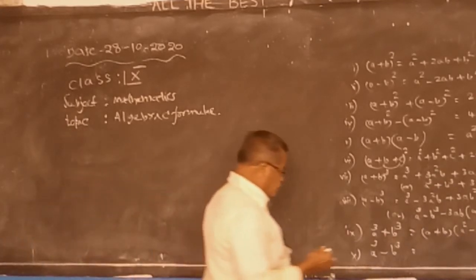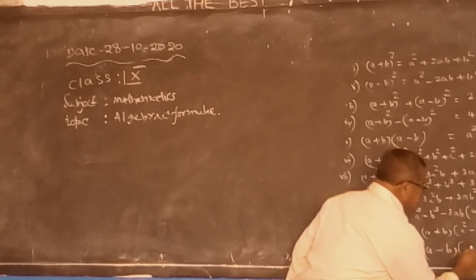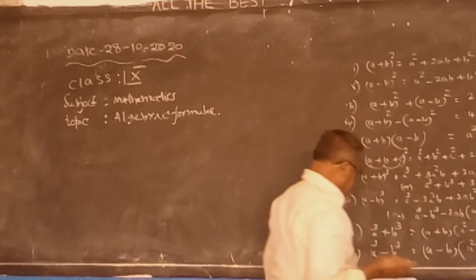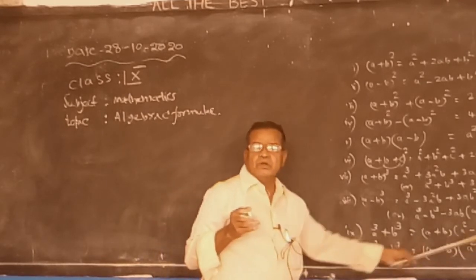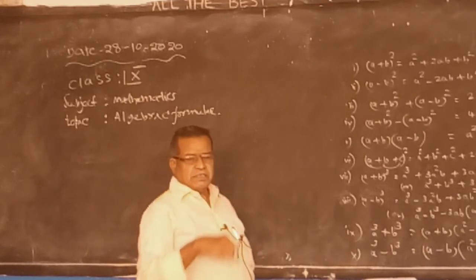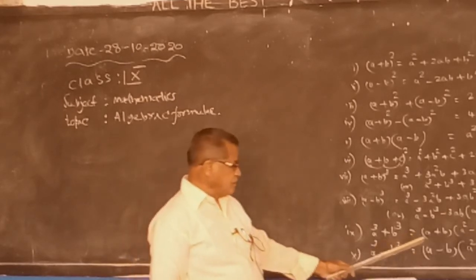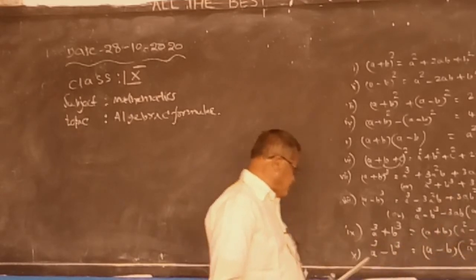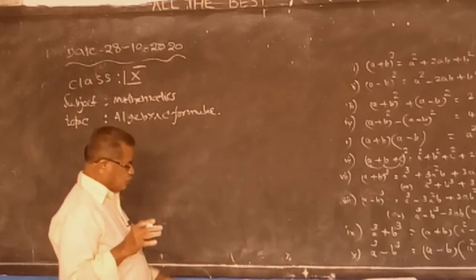So (a minus b), a cube minus b cube is (a minus b) into (a square plus ab plus b square). See, if we multiply these two, we get 6 terms. Among the 6 terms, they are having same terms but with different sign. One is plus, the other is minus. Cancel, and only these two are left. We say this is the formula. Nothing to worry.